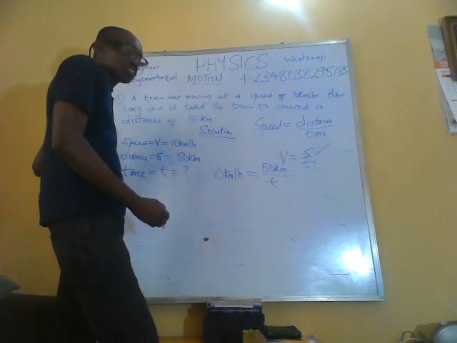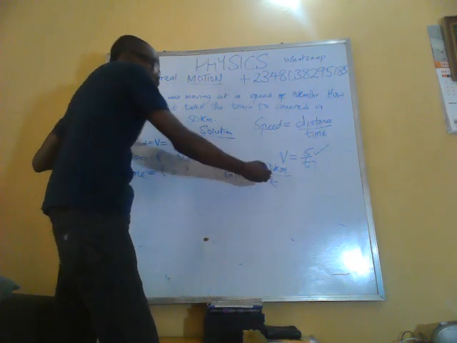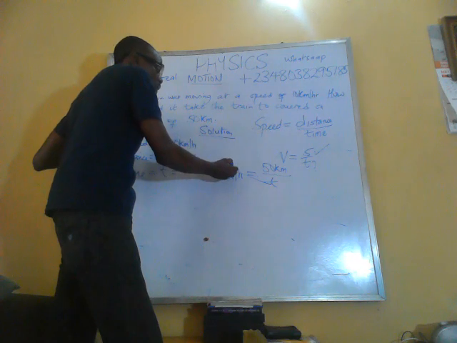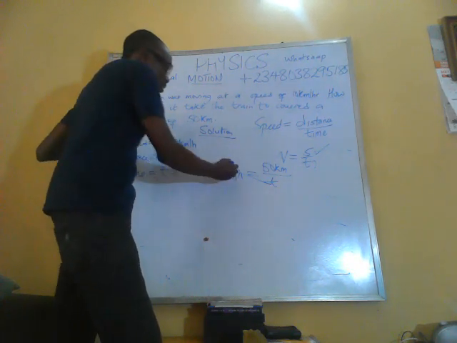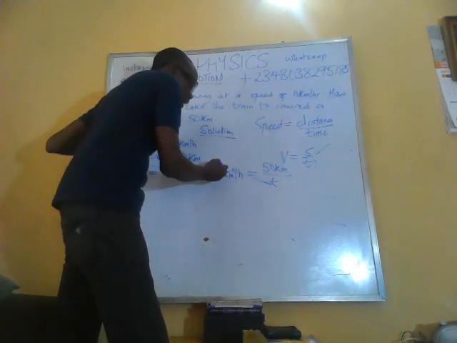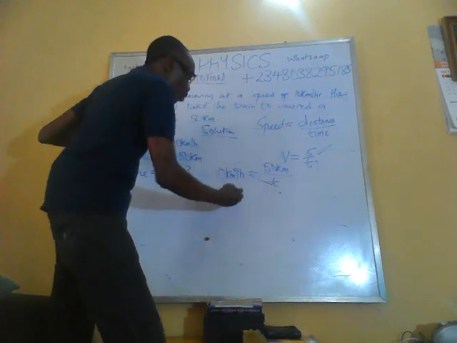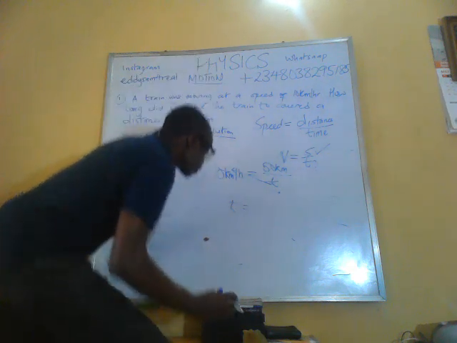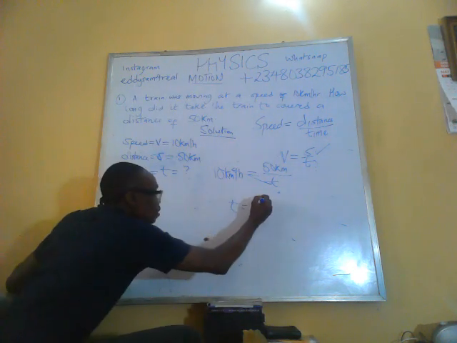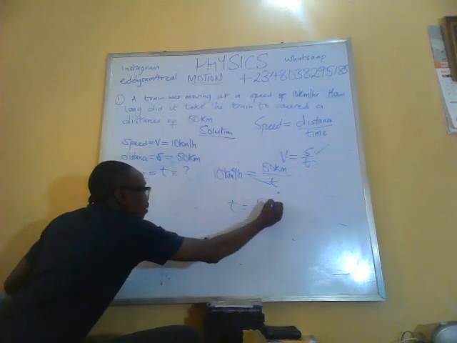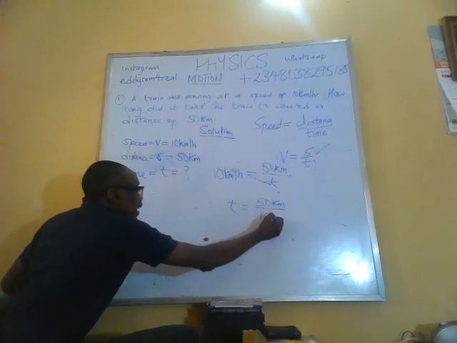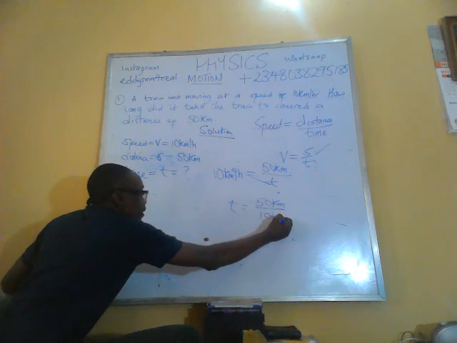So we're going to solve for T right now. How do we solve for T? We have to make T the subject of this equation here. So T is going to come up here. We'll make T the subject. 10 kilometer per hour will come down here. So we have that T is equal to 50 kilometer all over 10 kilometer per hour.